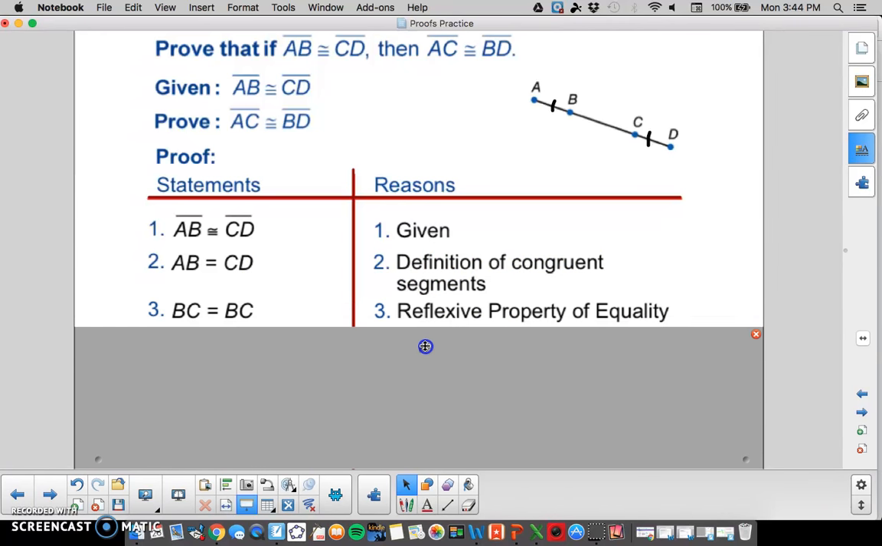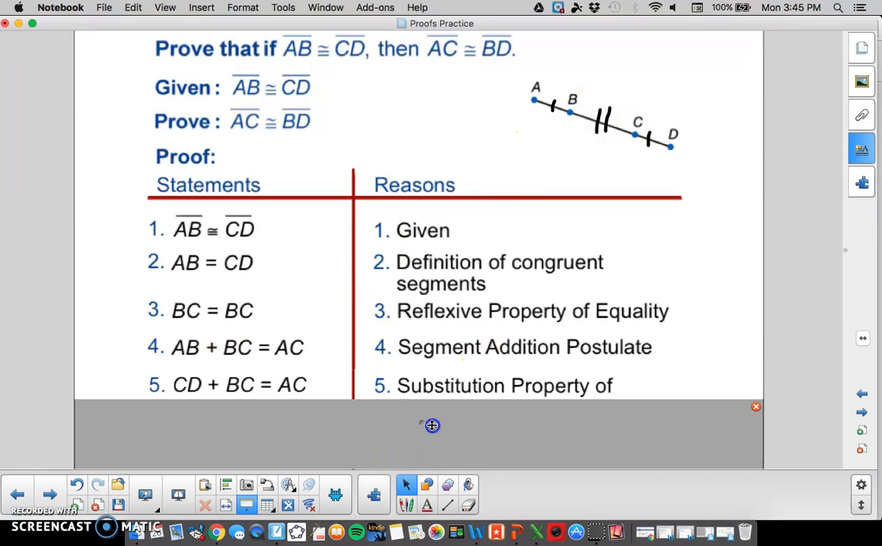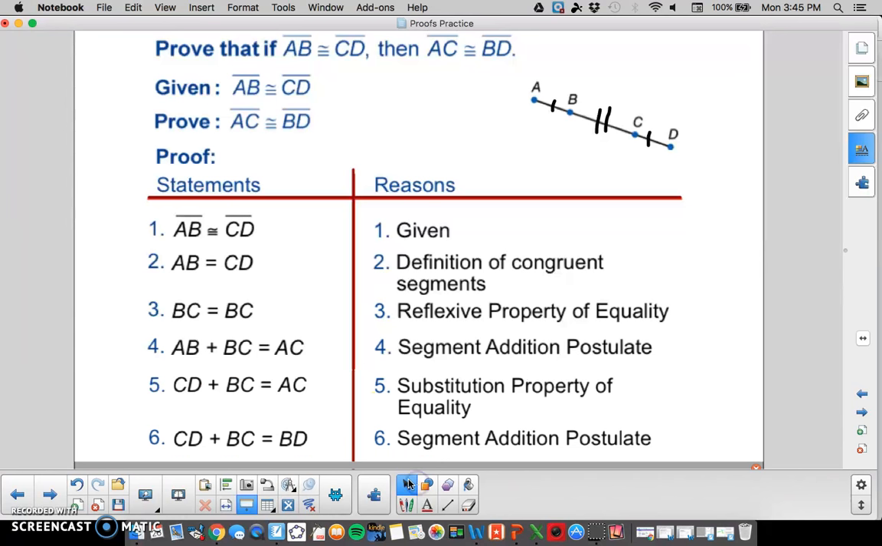We know that AB plus BC, we're adding the same amount to BC on either side. So we have AB plus BC equals AC. And then we can replace what we know: CD is equal to AB, so we can substitute that in for AB. And then again, because of our segment addition postulate, CD plus BC equals BD.